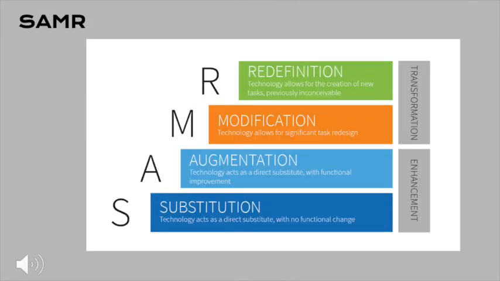The SAMR model is a framework created by Dr. Ruben Puentedura that categorizes four different degrees of classroom technology integration. The letters SAMR stand for substitution, augmentation, modification, and redefinition. The SAMR model was created to share a common language across disciplines as teachers strive to help students visualize complex concepts.